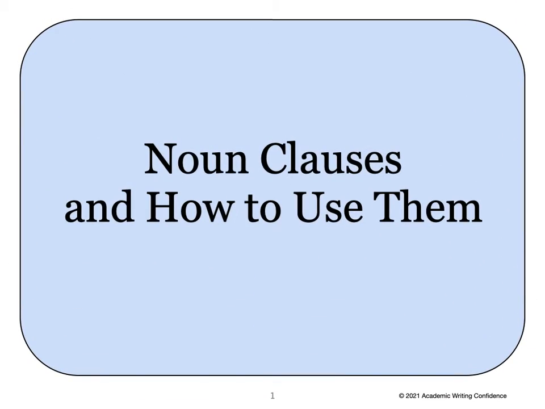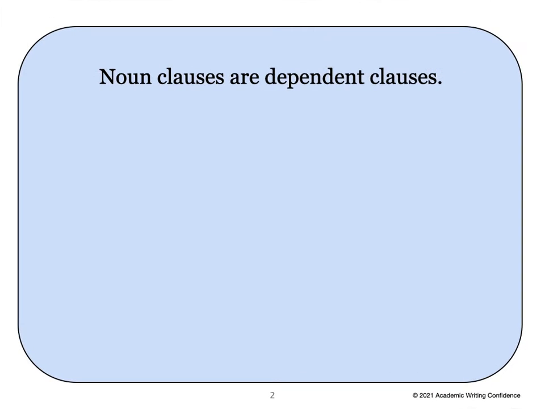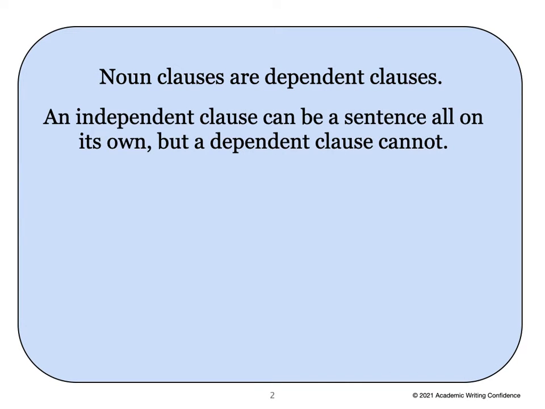In this video, we're going to talk about noun clauses and how to use them. Noun clauses are dependent clauses. Now, an independent clause can be a sentence all on its own, but a dependent clause cannot. This means that the noun clause is not a sentence by itself. It must be connected to another complete sentence.